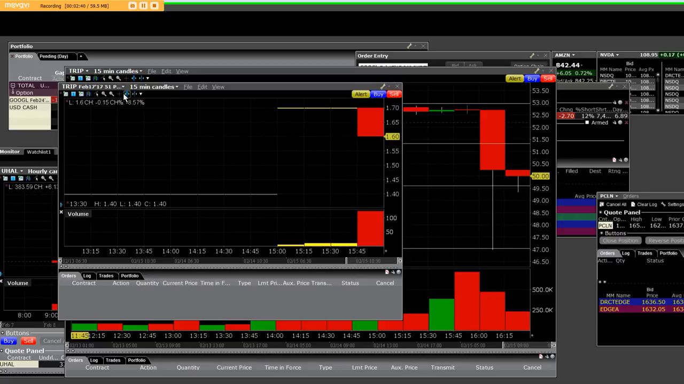This is a $51 put chart on the name. So tomorrow, when TRIP tries to go higher, and then as it rolls over, we're going to buy 100 contracts out of here for a $10,000 trade on TRIP.